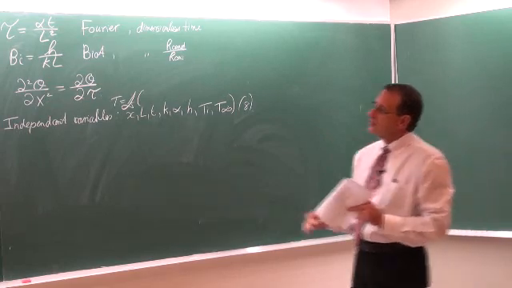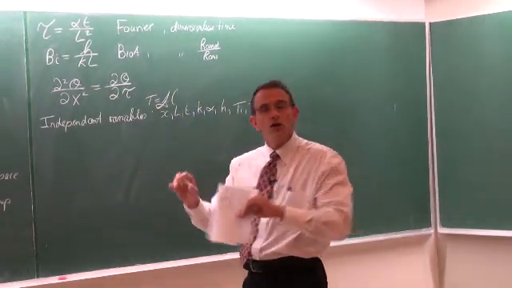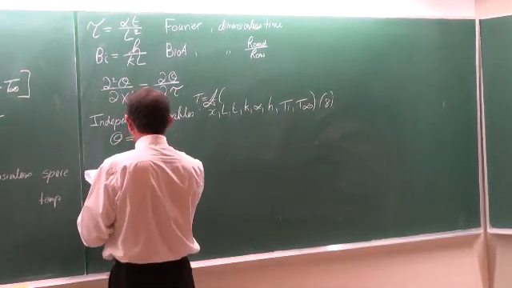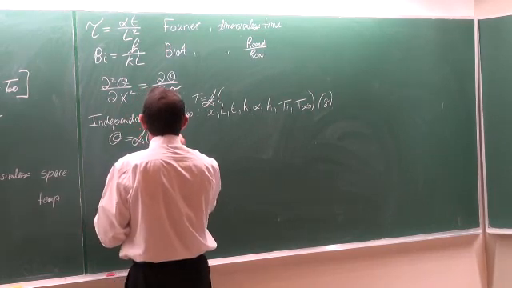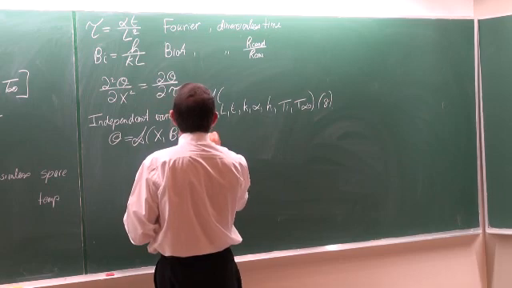After this process of making things non-dimensionalized, the non-dimensionalized temperature is now a function of only 3 variables: X, the Biot number, and the Fourier number.